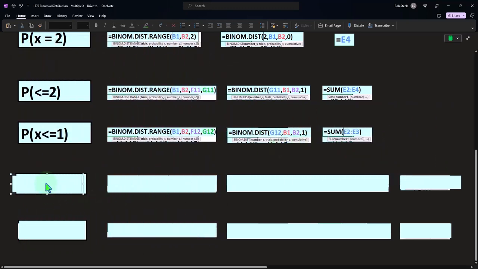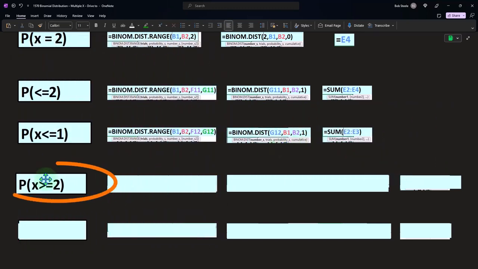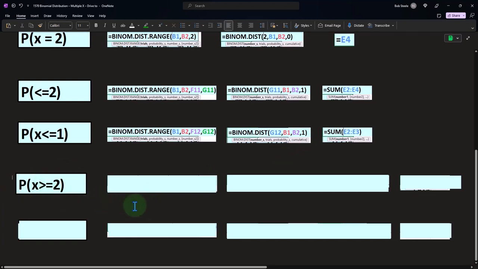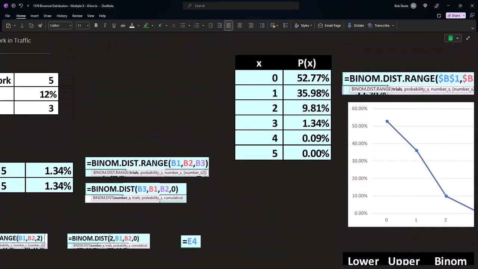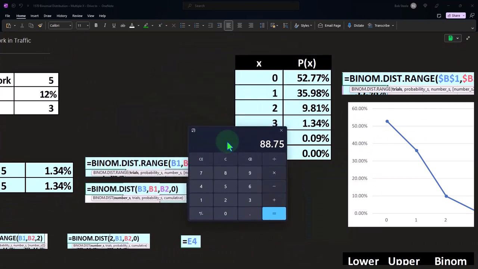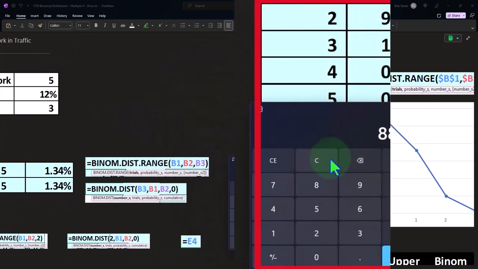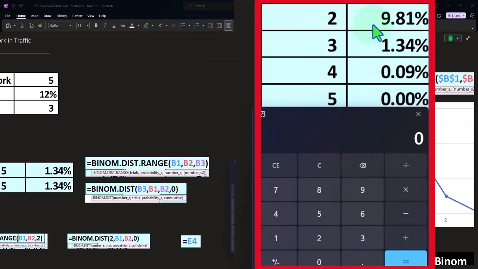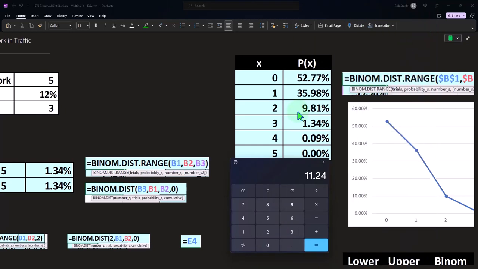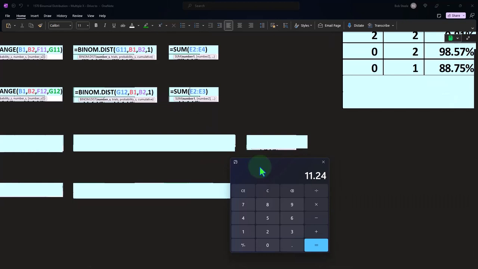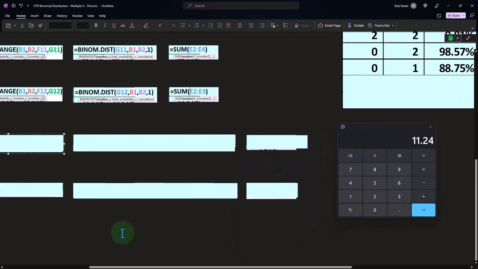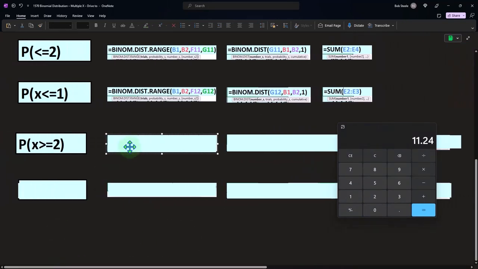So both of those seem pretty comparable, but then this one, if I go x is greater than or equal to 2, now I've got to say, okay, if it's greater or equal to 2, now I'm going from 2 down. So that would be, you would think, 9.81 plus 1.34 plus 0.09, and then this one is too small to count, so 11.2425 about. And so I can do that with that summing way.